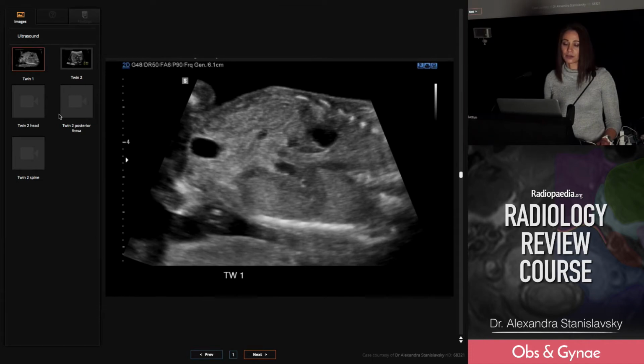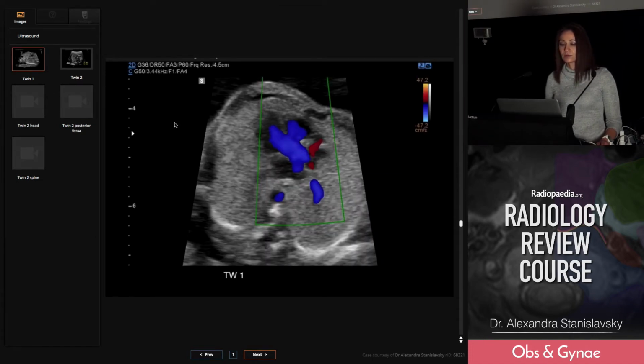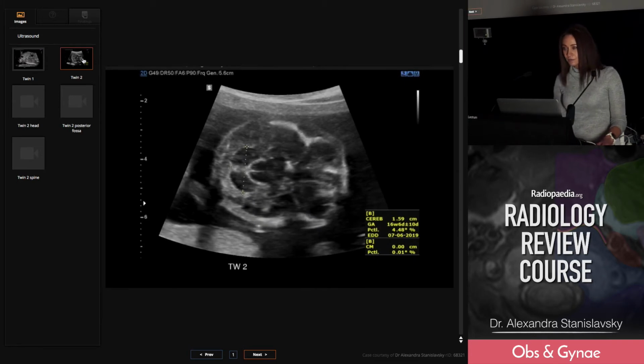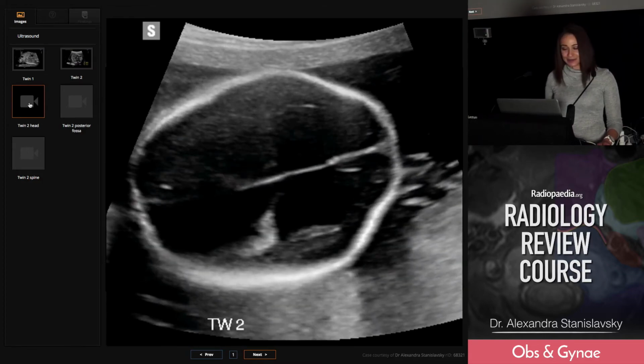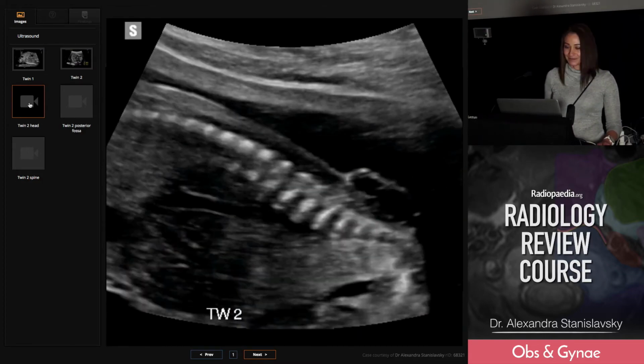Here is a monochorionic diamniotic pregnancy. Twin 1 here is entirely normal. Twin 2, what are we looking at here? We've got a small and abnormal shaped cerebellum. So we've got our banana cerebellum. So you know what comes next: the lemon head, ventriculomegaly, and the myelomeningocele.